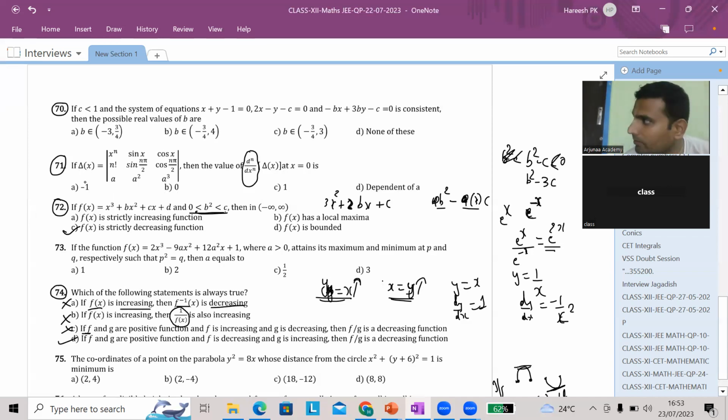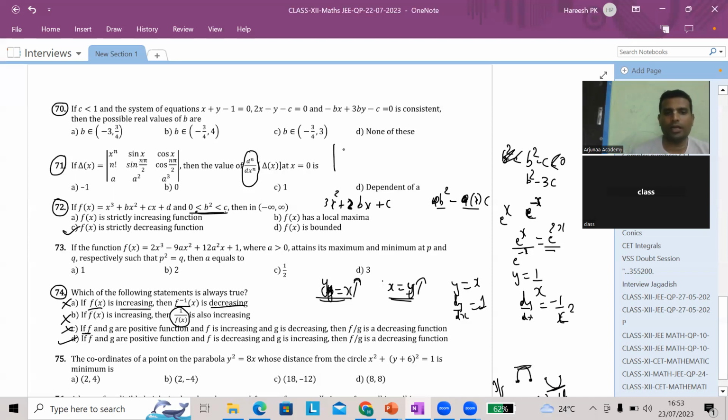And for 71, I told you, put n as 1. Why did I put n as 1? Because in the four options, is there any talk about n at all? They are not talking about n in any option. That means they have given you freedom, put whatever you want for n. But you can't put a value for a, because in one option they are talking about a. So put n as 1.